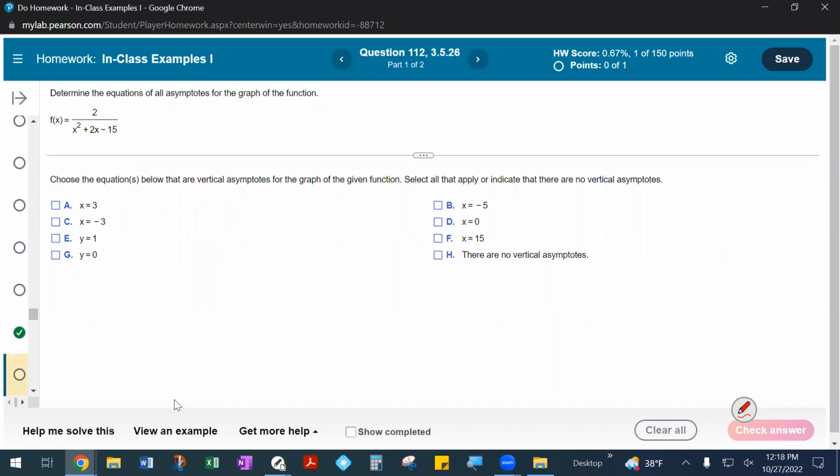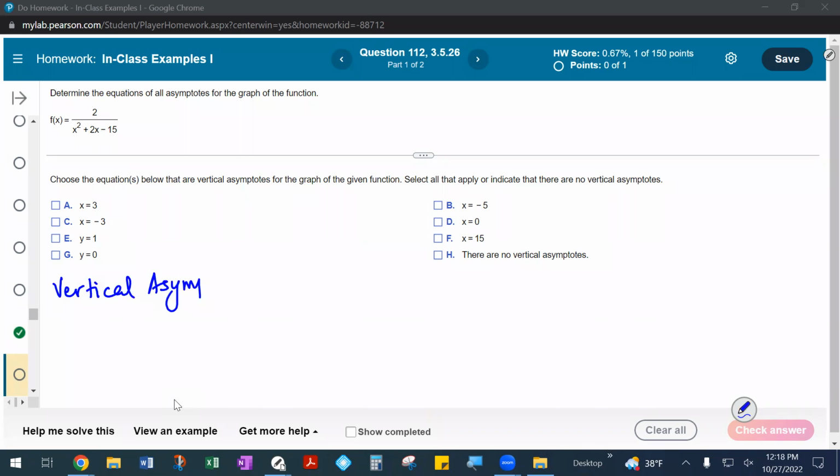Okay, so this one is talking about determine the equations of all asymptotes for the graph of the function. So we have 2 on the numerator divided by x squared plus 2x minus 15. So let's talk about the vertical asymptote first. So here, remember, just take the denominator and set it equal to 0 and solve it.